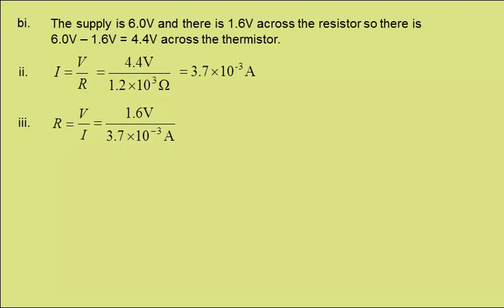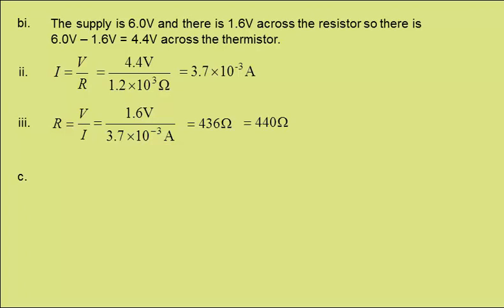We know it has a potential difference of 1.6 volts, and the current we found previously will be the same throughout the whole circuit at 3.7 times 10 to the minus 3 amps, giving a resistance of 436 ohms. As our data here is to 2 significant figures, we need to quote our answer to 2 significant figures.